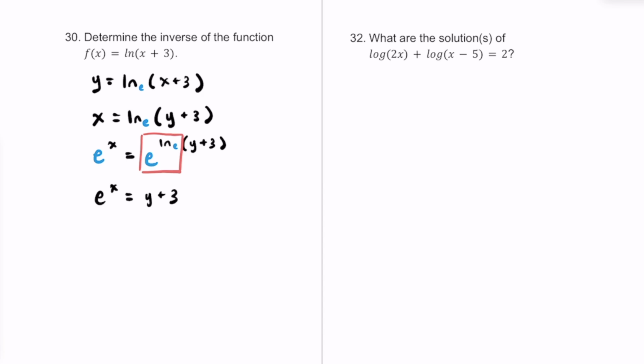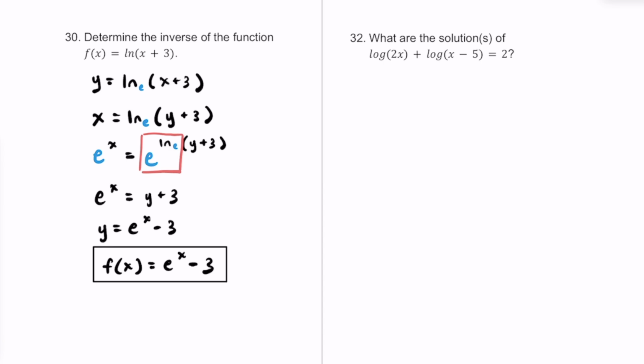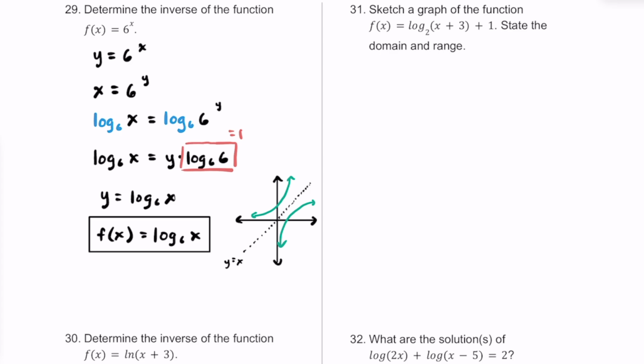And if we just subtract 3 from both sides, we're going to say y is equal to e to the x power minus 3, or say that our inverse function here is f of x is equal to e to the x power minus 3. This right here would be the inverse function for f of x is equal to ln of the quantity x plus 3. All right, check out number 31.